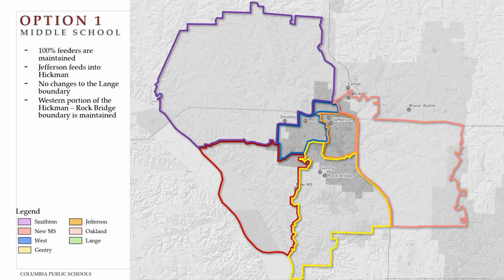Now I faded back the current boundaries to get you a better look at what the changes look like and the areas that change. And so this area again would be all assigned to the new middle school. We have some areas over here moving into West, in this case from Jefferson, and then in this case from Smithton. We have an area here moving from West to Smithton, an area moving from Jefferson to Oakland, West to Jefferson, and then from Jefferson to Gentry.